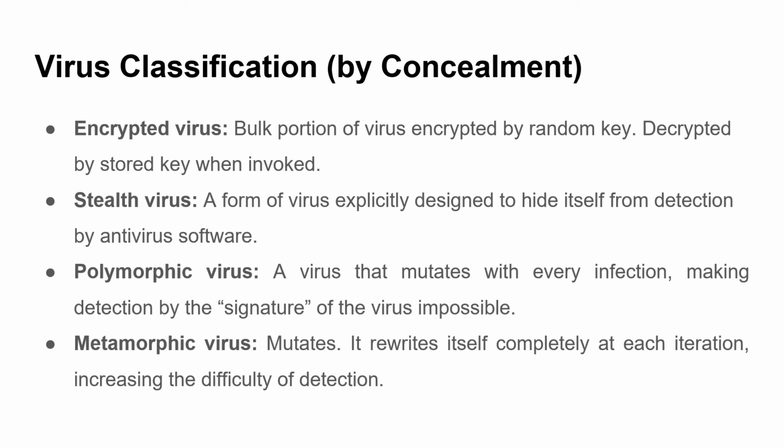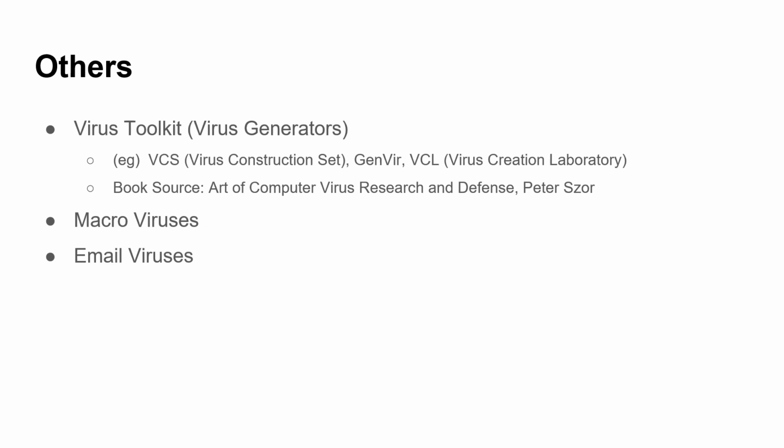And then metamorphic virus. As with polymorphic virus, a metamorphic virus mutates with every infection. The difference between them is that the metamorphic virus will rewrite itself completely at each iteration, increasing the difficulty of detection. So a metamorphic virus may change the behavior as well as the appearance. We also have several other types of virus apart from these types, that is memory resident virus.